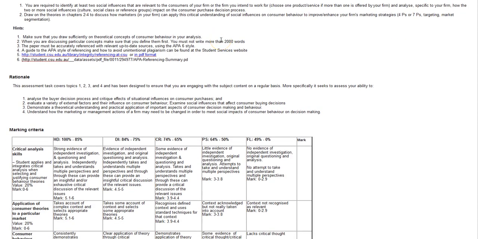The rationale is we want to make sure that you start to be able to analyze the buyer decision process in regard to these social influences, so that you can evaluate a variety of external factors, demonstrate a theoretical understanding, and understand how these social influences influence marketing and management actions of a firm.